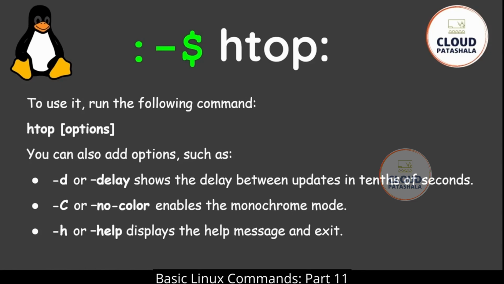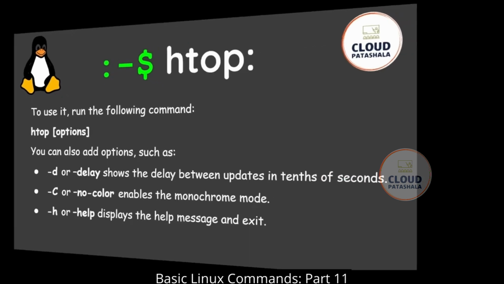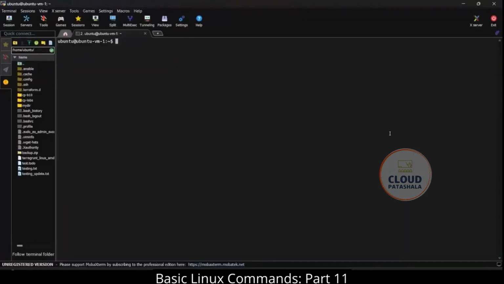-C would give you a no color monochromatic view of the output. -h would display the help message and exit. Let's look at the practical for this.